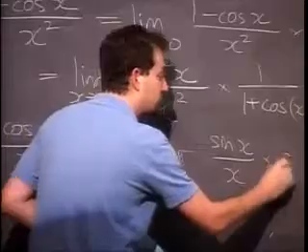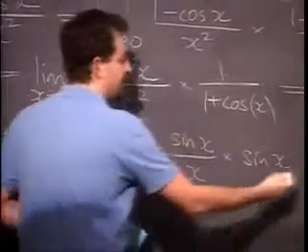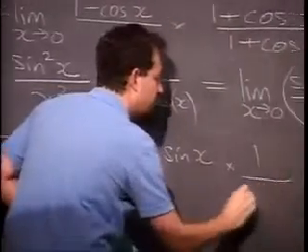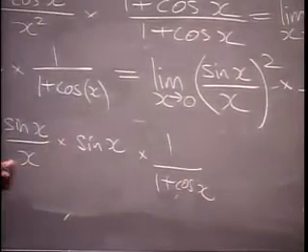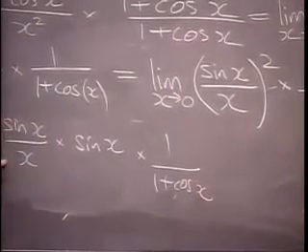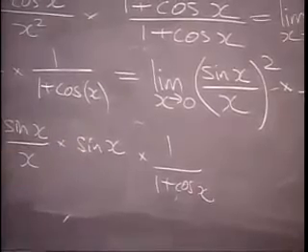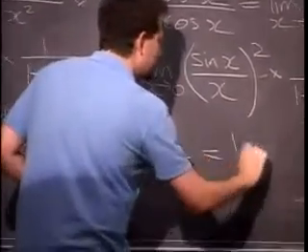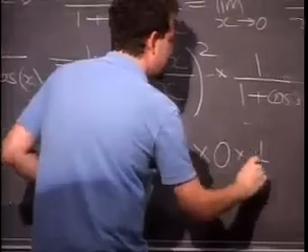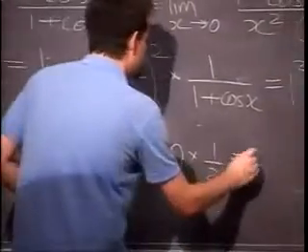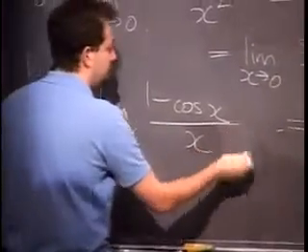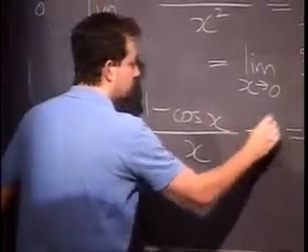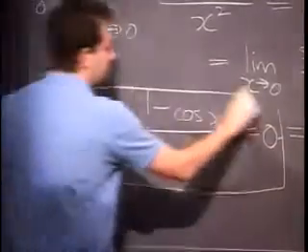You should get a sine x over x. You'll have an extra sine x, and you'll have a 1 over 1 plus cosine x. You see, you don't have two x's powers on the bottom. You just have sine x over x, another sine x, and if you work out that limit, it's 1 times 0 times 1/2. So the actual limit is 0, and because that's an important one, I'm going to write that this limit equals 0, and put a box around it.